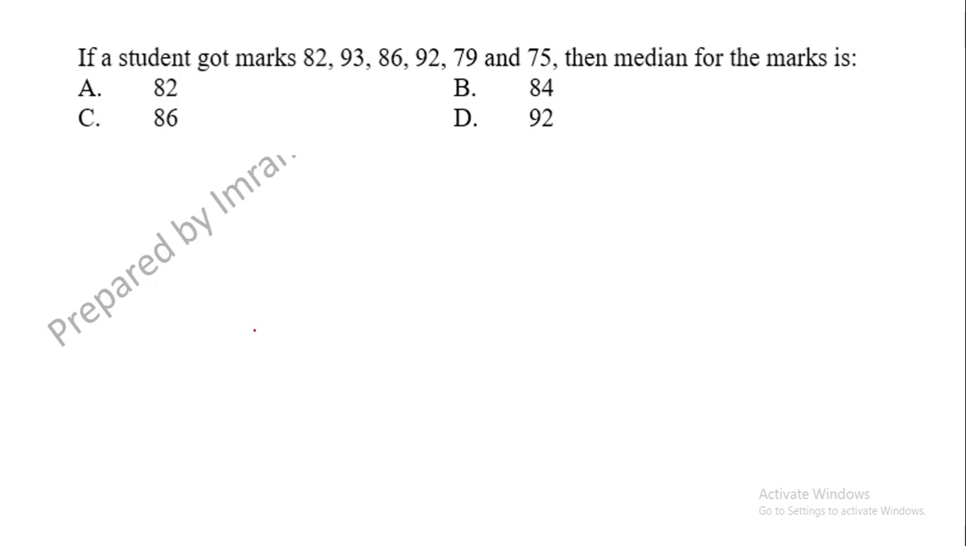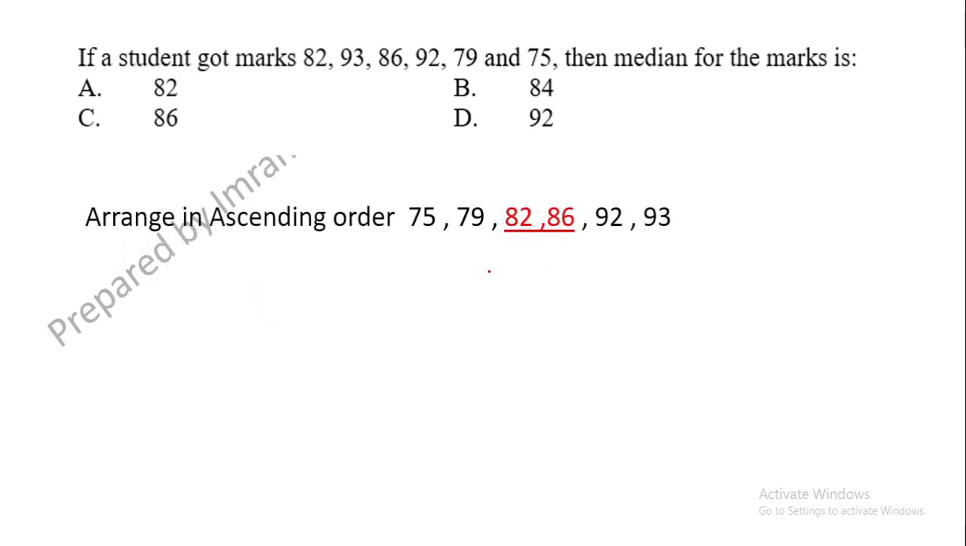Next question says that if a student got marks, then what is the median? For the median, the rule is that you must arrange in ascending order, and then here n is equal to 6, that is even. Because this is even, the central two terms, just add them together and divide by 2, so you will get the answer.